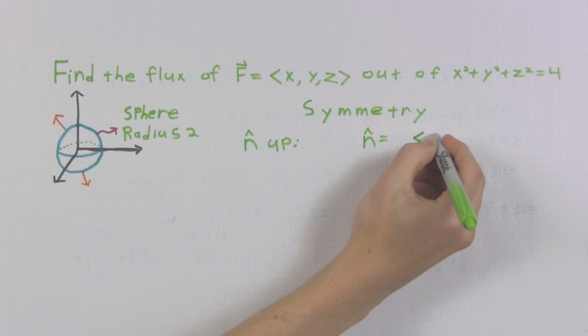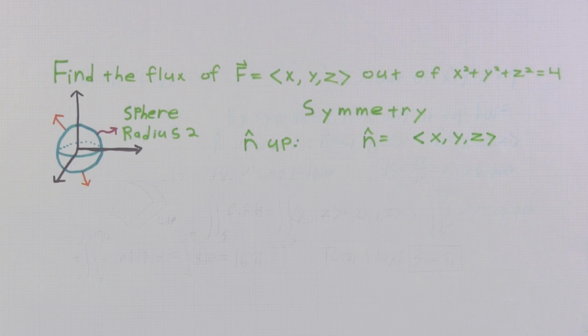It also points radially outwards since this is a sphere. That means that our normal vector is going to be equal to xyz. However, we need to make sure that we have a unit normal vector. So in order to do this, we have to divide by the magnitude of our normal vector. Since we're on the surface of a sphere with radius 2, the magnitude of our vector is always going to be a constant 2. So now we're going to work with actually calculating our surface integral to find the flux.